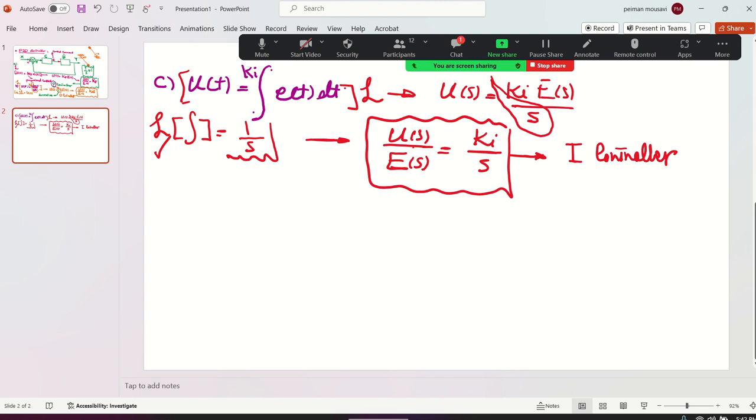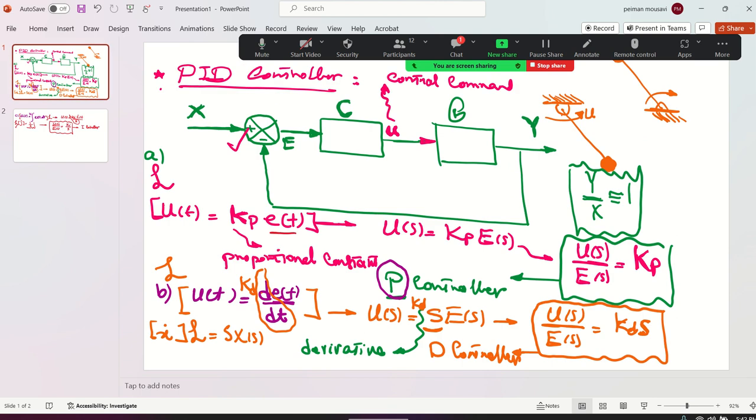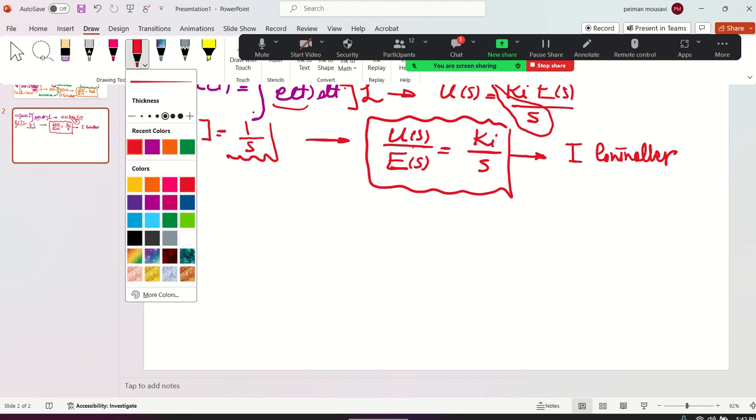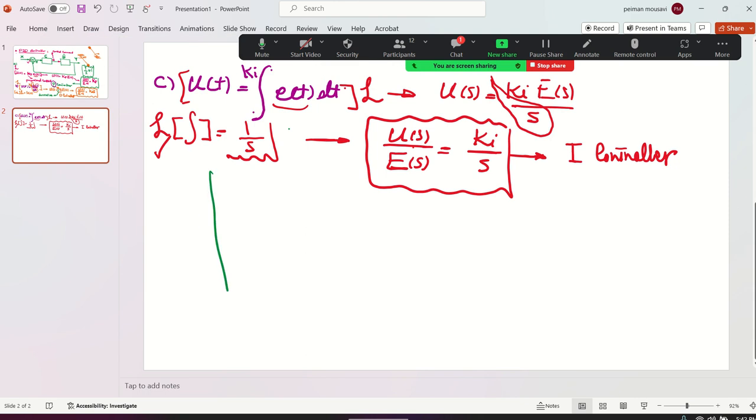The question is why integration, why derivative, why proportional control? Why is everything looking at the error signal: integration of the error signal, derivative of the error signal, proportional of the error signal? Let me take you back to high school. You are graduating, but this is fundamental from high school.